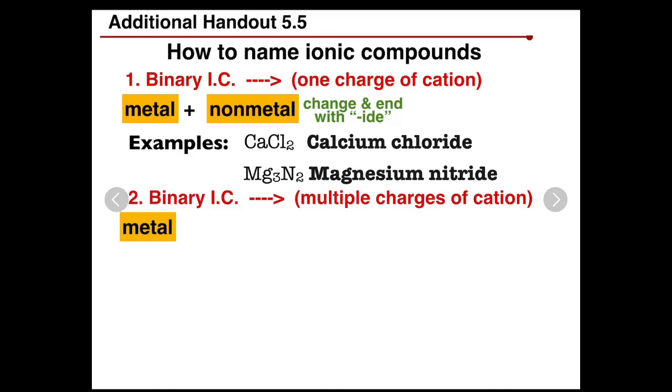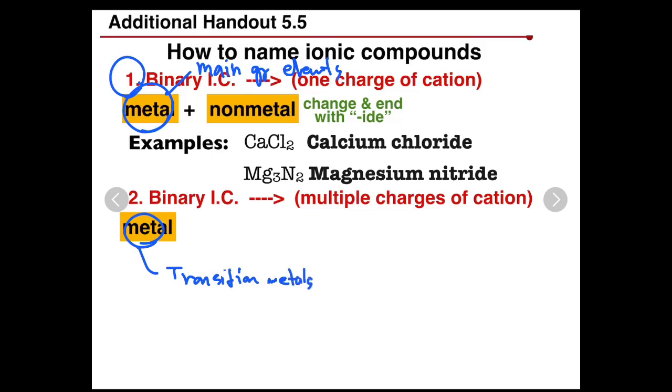Okay. And for binary ionic compounds with multiple charges, this would be slightly different. Remember, for the first one we talked about, the metal has to be in the main group elements, for example group 1A, 2A, 3A. That would be the main group elements for the metal. Now, with the second system, the binary ionic compounds that contain multiple charges, the metal is going to come from the transition metals or the lanthanide and actinide groups, the last two, the F block group.